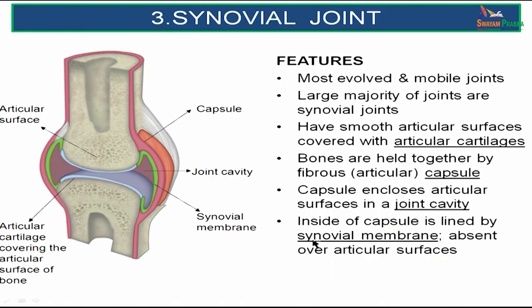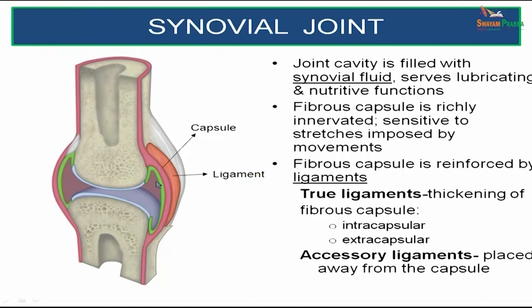The inside of the capsule is lined by a membrane called synovial membrane. This joint cavity in synovial joints is filled with a fluid called synovial fluid, which is lubricating and nutritive in function. The fibrous capsule is richly innervated. It is very sensitive to stretch, which is imposed by movements. The fibrous capsule on the outer aspect is reinforced by ligaments, and ligaments can be true ligaments or accessory ligaments. True ligaments are those when they are the thickening of the fibrous capsule, and they can be intracapsular or extracapsular, and accessory ligaments are those which are placed away from the capsule.